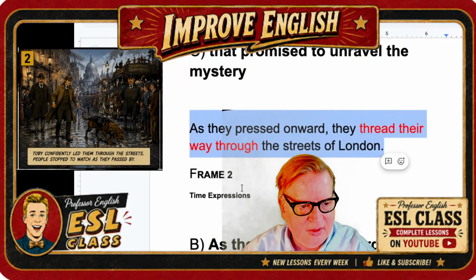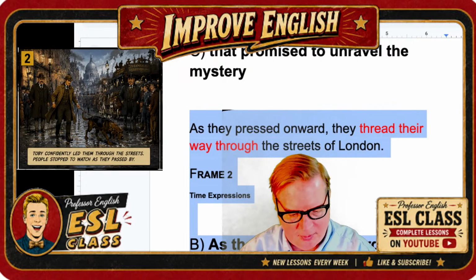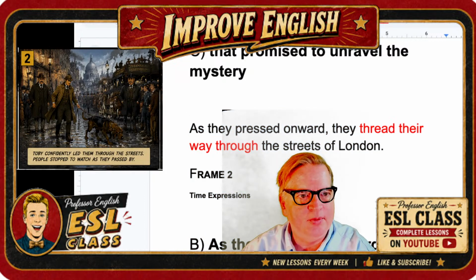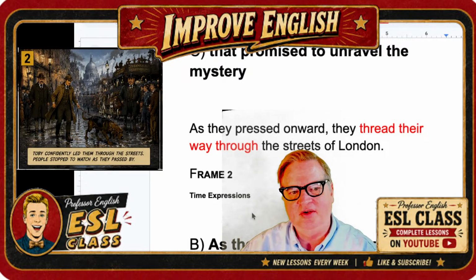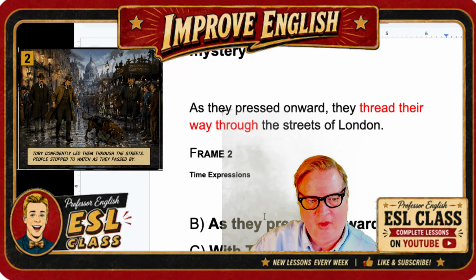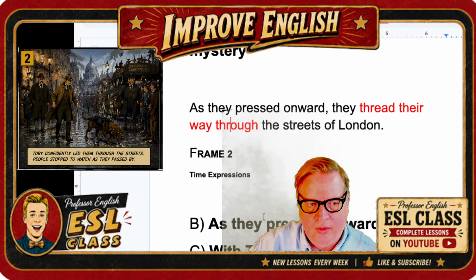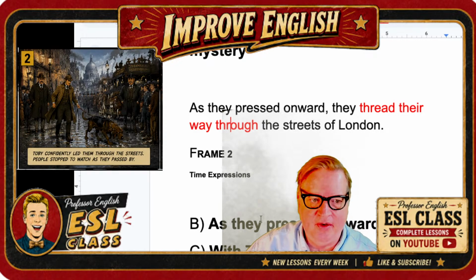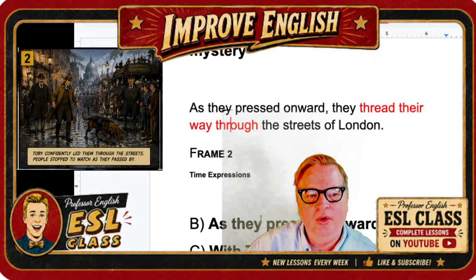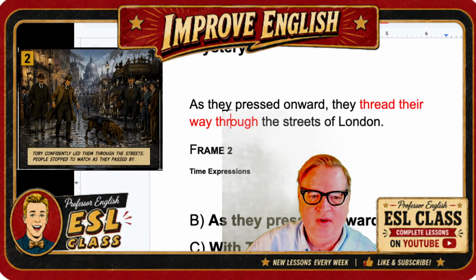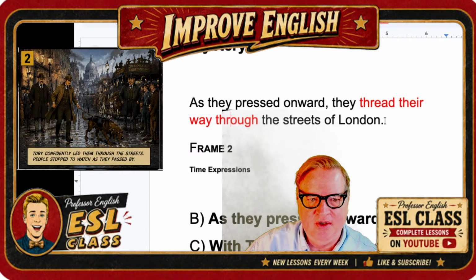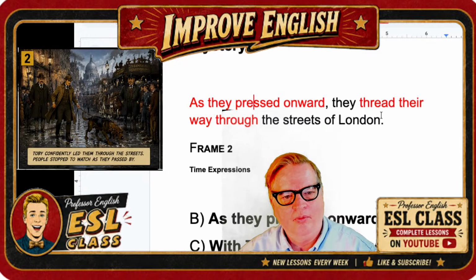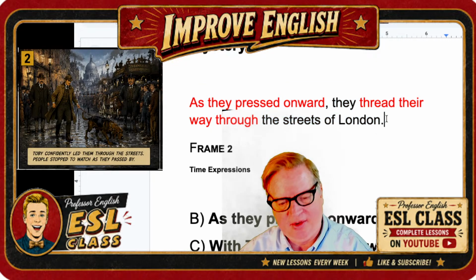Let me just add these time expressions for you. So I've already done the first one for you. Here it is. But can you read it and stress the important words? Let's hear all of the important words being stressed in the phrase. As they pressed onward, they thread their way through the streets of London. So press, thread, through, streets, and London get a lot of attention. As they pressed onward, they thread their way through the streets of London. And that's the natural rhythm of an English sentence. How about using as with Toby leading the way, with Toby leading the way.